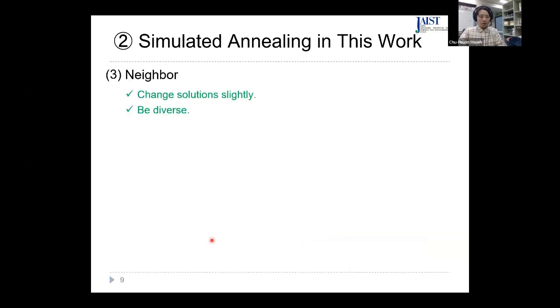Then finally, about the neighbor function. In general, the neighbor function should change the solutions slightly so that the good part of the solution can be kept as much as possible. Meanwhile, the neighborhood function should be able to generate diverse solutions so that we have chances to reach good solutions.